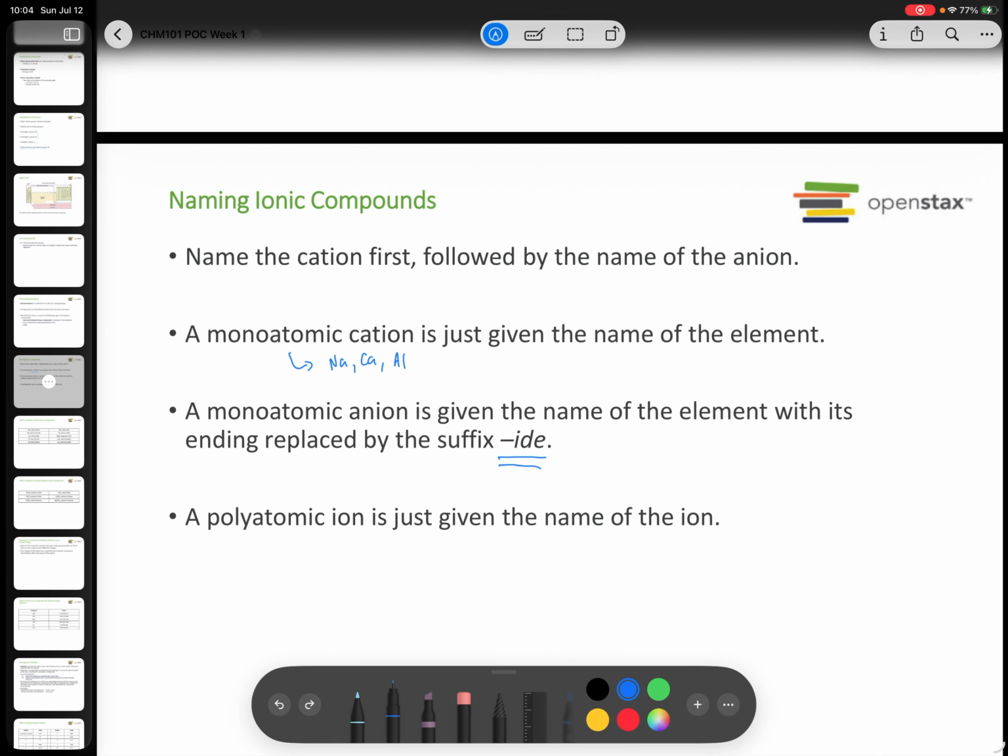So, for example, mga example ng mga monoatomic ion natin, chlorine, no? So, chlorine, di ba chlorine? So, it becomes chloride. Okay? So, oxygen. Yan. Ano mangyayari sa kanya? Oxide, no? Yung IDE, no? Sulfur. Yan.